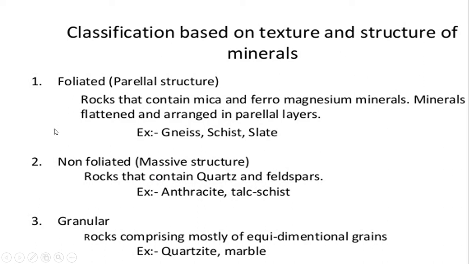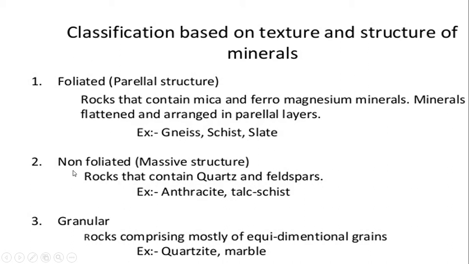Number one is foliated, or what we call parallel structure, rather. This is rocks that contain mica and ferromagnesium minerals. Minerals flattened and arranged in parallel layers. For example, the gneiss, the schist, and the slate.